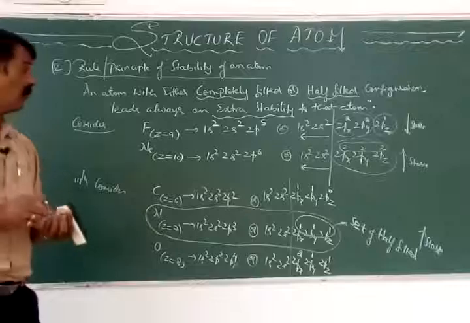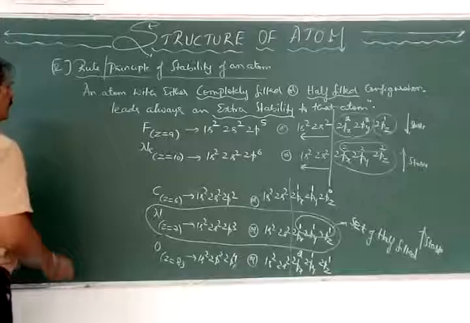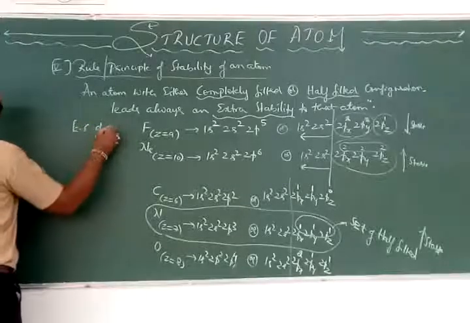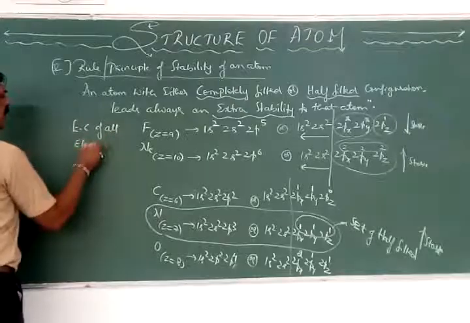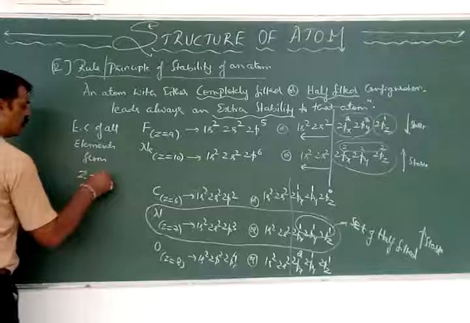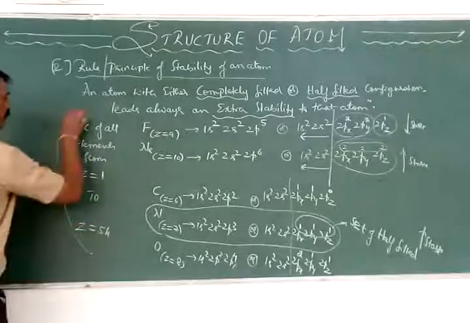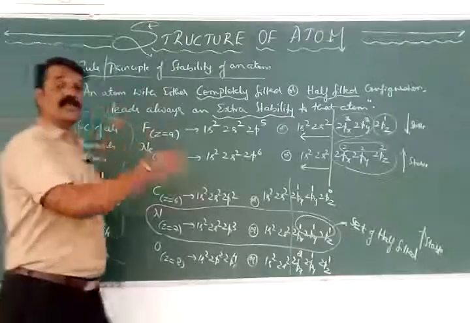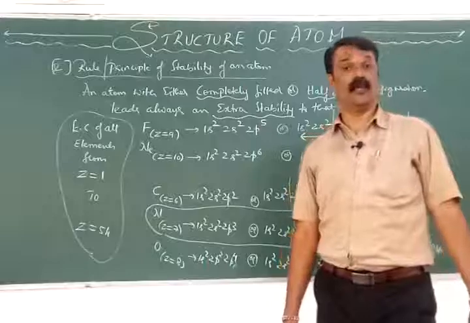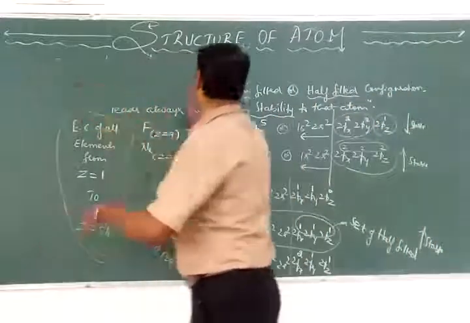Now, you have to be very familiar with, or you have to write, the electronic configuration of all the elements from Z equal to 1 to Z equal to 54. So it is your work right now, because you should be very familiar with it.